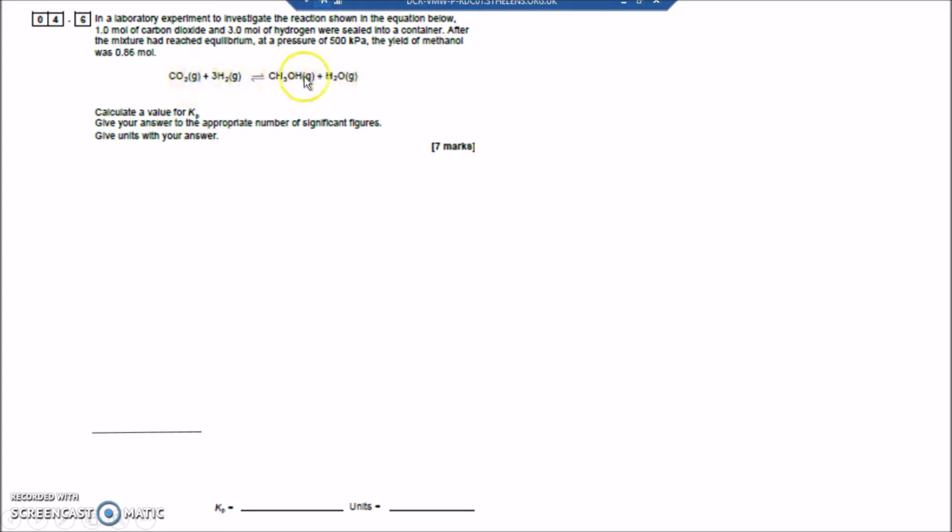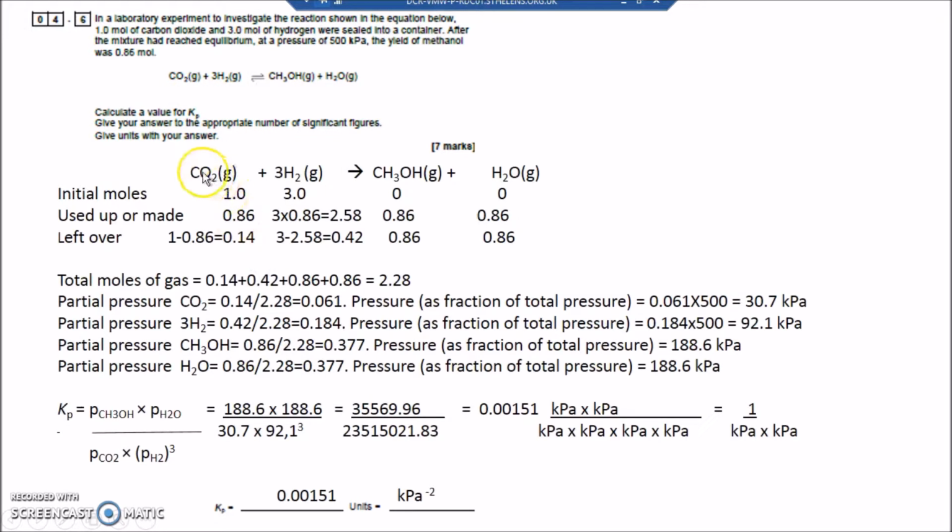If you've got gases, then pressure is the same as concentration, so you can replace concentration with pressure if you've got all gases in a reaction. So let's do spoilers first of all, so you can see how I'm going to set this out. So carbon dioxide and 3 moles of hydrogen, making 1 mole of methanol gas and 1 mole of steam or water. Initial number of moles, 1 mole of carbon dioxide, 3 moles of hydrogen. It doesn't mention anything about the methanol and the water, so we haven't got any of those.